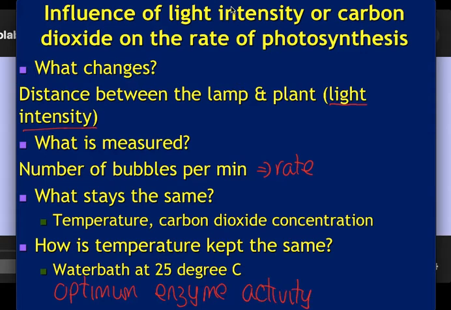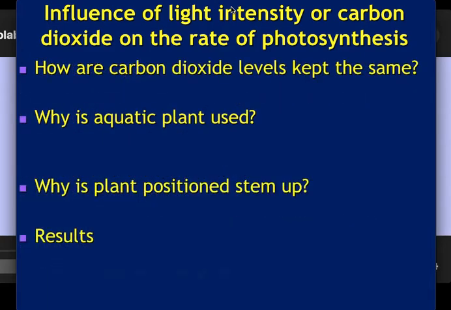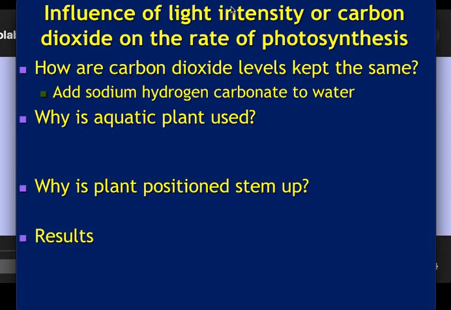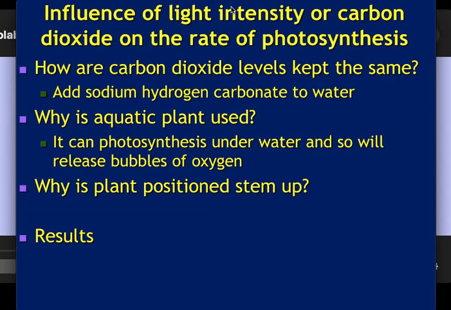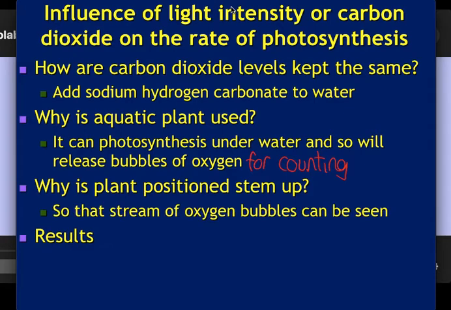Okay, so pause if you need to. In terms of how we keep our carbon dioxide levels constant, we're adding that sodium hydrogen carbonate. And the reason we use an aquatic plant is, for starters, it can photosynthesize underwater and it'll produce bubbles of oxygen for counting. If we were to do that with basil or coriander or something, it wouldn't work at all. And we position the plant stem up so that the stream of oxygen bubbles can be seen and counted.